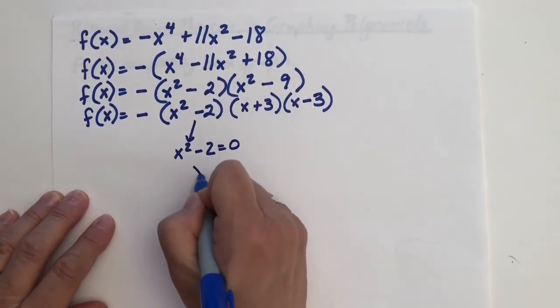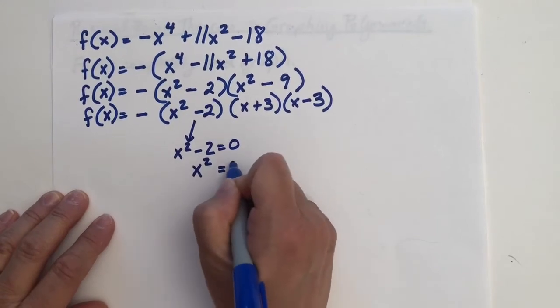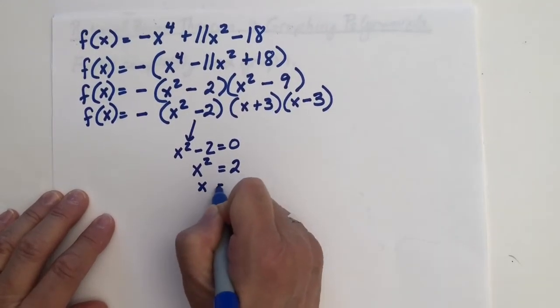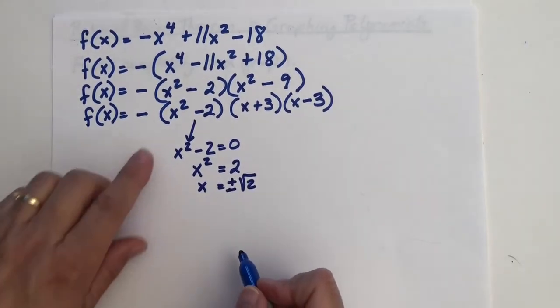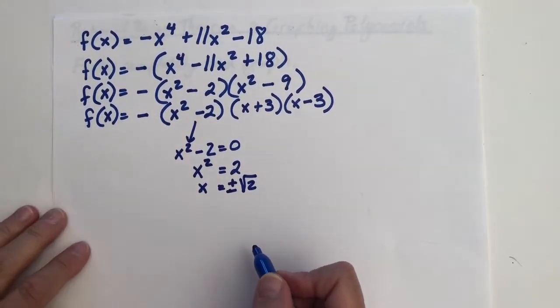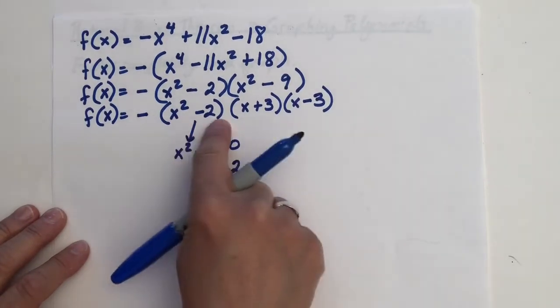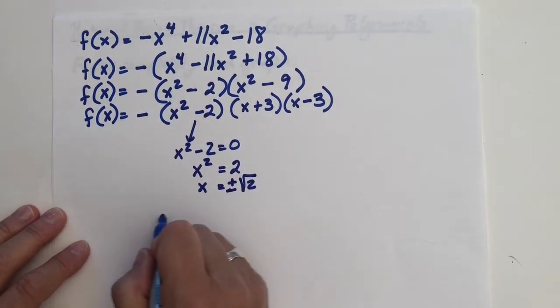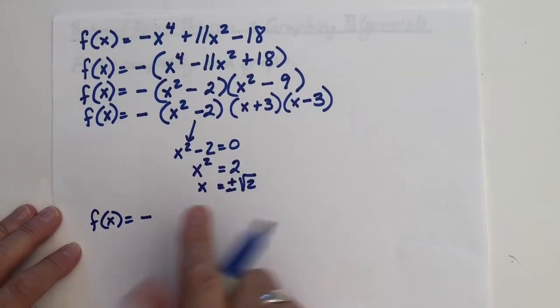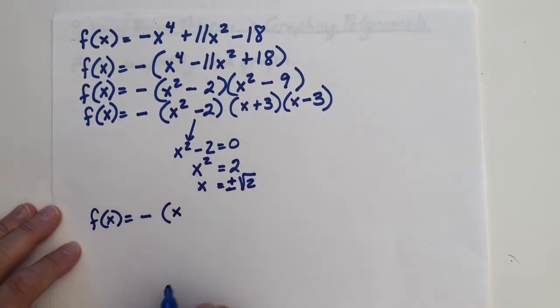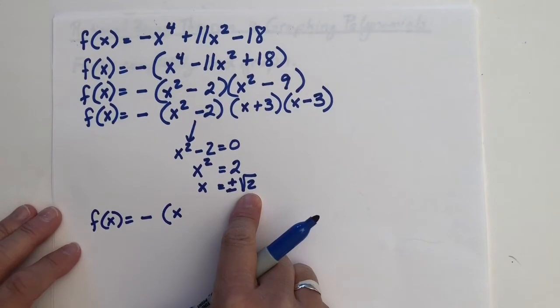And if you solve that equation, we get plus or minus the square root of 2. So in fact, what is the case? This can be factored into x minus the square root of 2 and x plus the square root of 2.